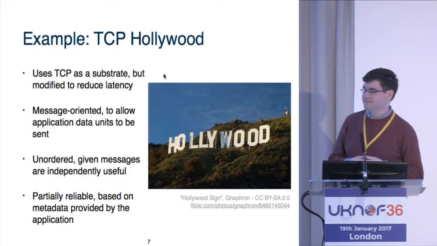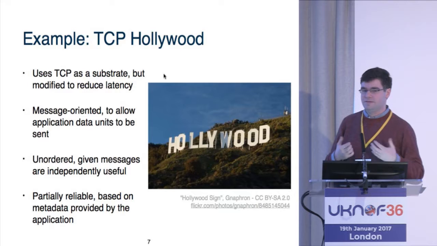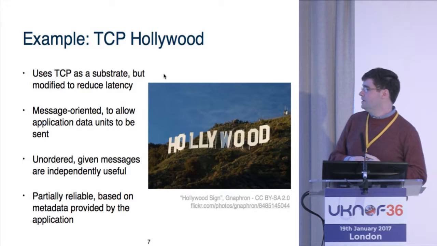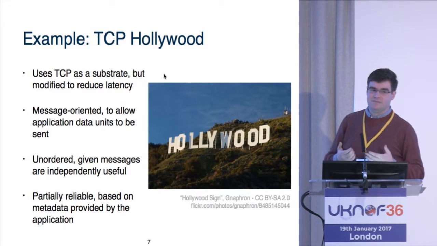And finally, we make TCP Hollywood partially reliable. The application with its message will give us some sort of deadline, some sort of notion of when this data needs to have arrived by to be useful. And TCP Hollywood will estimate if that message will arrive by that deadline. And if it won't, it simply won't send it, even if it's transmitted it before.